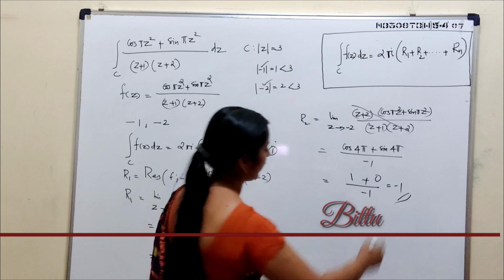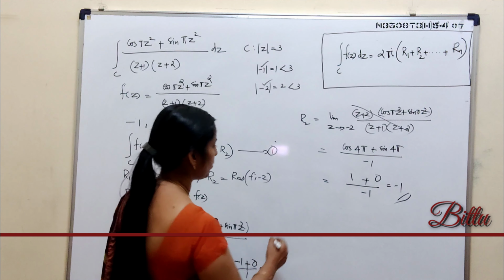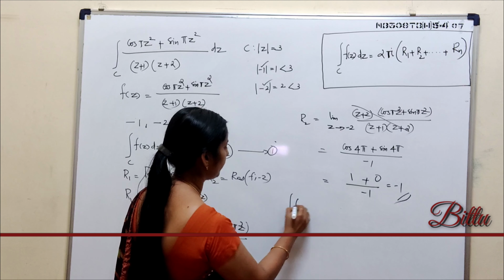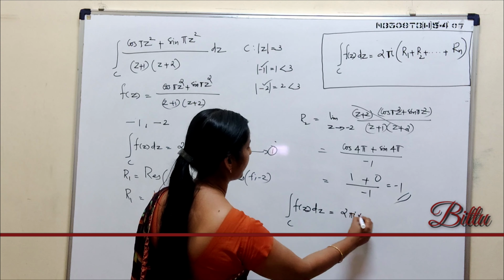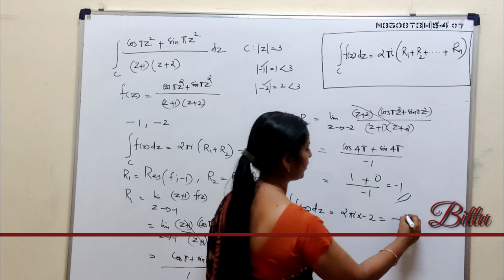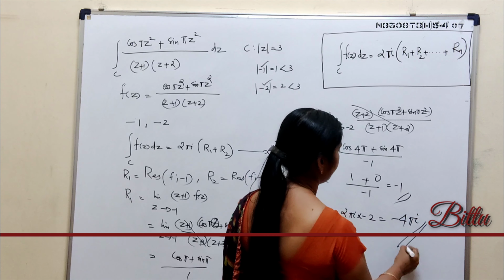We have R2 is minus 1. So, put these values in equation number 1. So, we can see integral over C f(z) dz is 2 pi i into minus 2. That is minus 4 pi i.